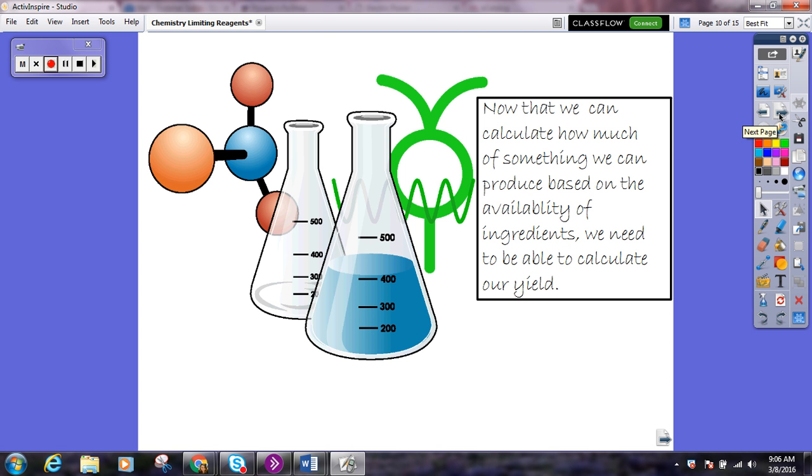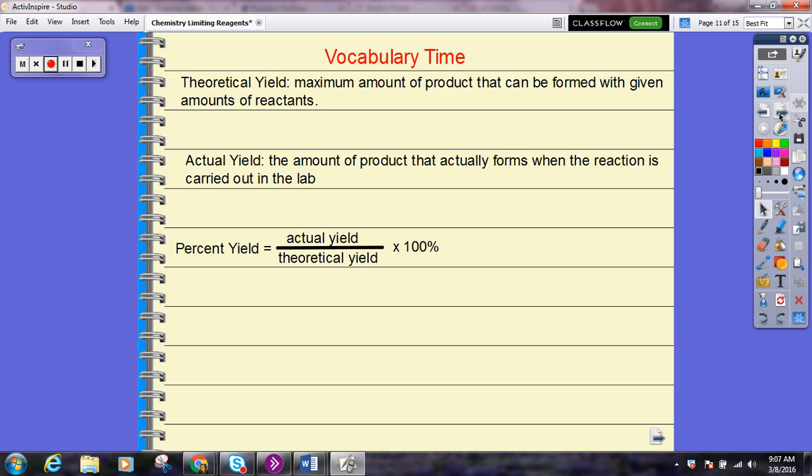Now you know how to calculate how much of something is produced based on the availability of reagents, but we need to be able to calculate our yield. Yield is how much is produced. So let's go take some vocabulary time. Theoretical yield is the maximum amount of product that can be formed with a given amount of reactants. So in terms of a recipe, this is going to be what it says on the box or on the recipe that says how much you're going to end up with. The actual yield is the amount of product that is really formed at the end. So maybe it's more or less than what you were told it was going to be.